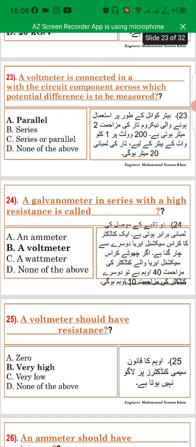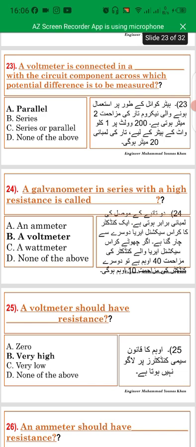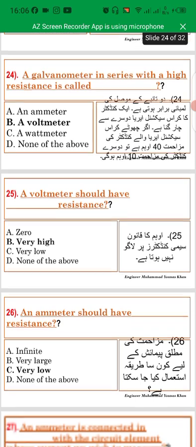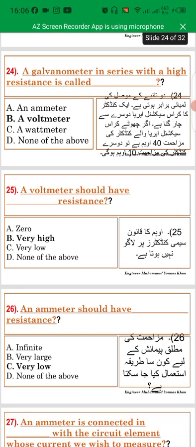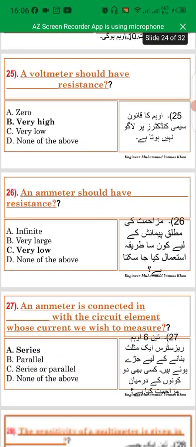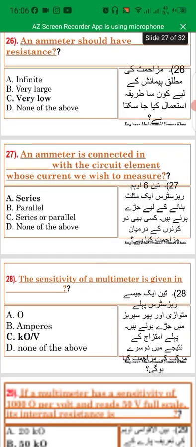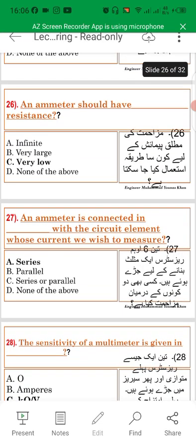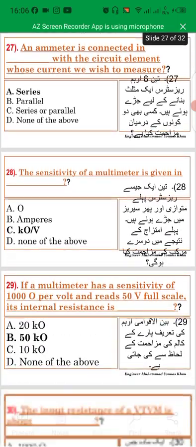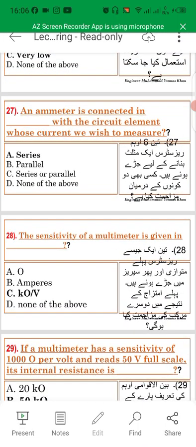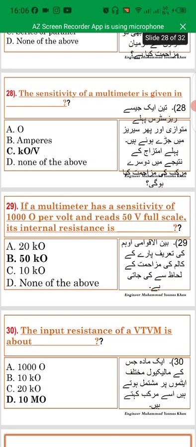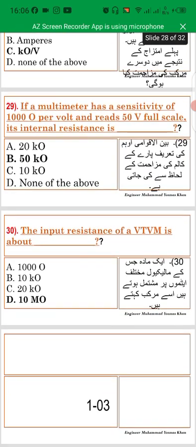A voltmeter is connected in parallel with the circuit component across which potential difference is to be measured. A galvanometer in series with a high resistance is called a voltmeter. A voltmeter should have very high resistance. An ammeter should have very low resistance. An ammeter is connected in series with the circuit element whose current we wish to measure. The sensitivity of multimeter is given in kilo ohm per volt.